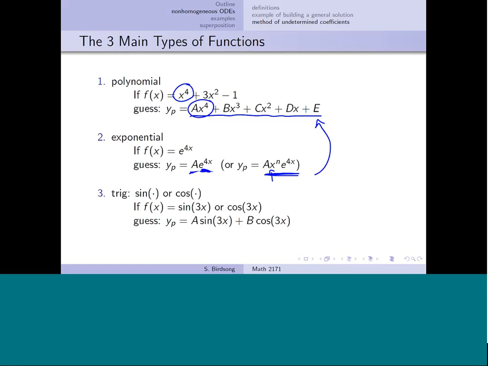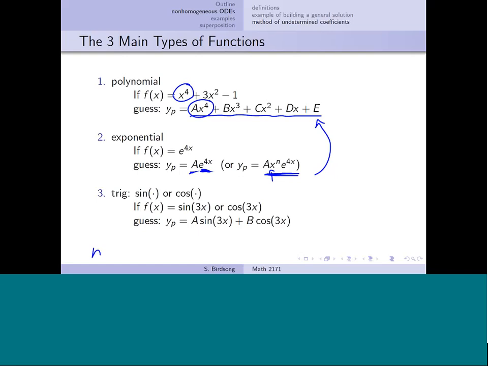Now with a trig form for your non-homogeneous part, maybe you have something like sine of 3x, or maybe you have f of x equals cosine of 3x. Regardless of whether you have the sine or the cosine for your non-homogeneous part, the guess is identically the same. It's this one here with a sine term and a cosine term.